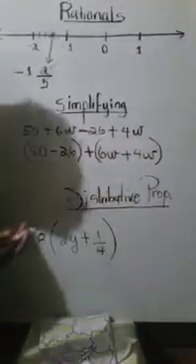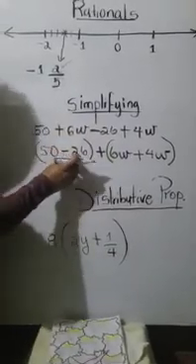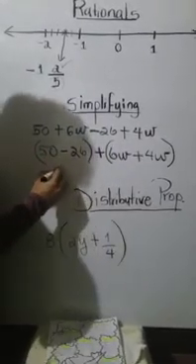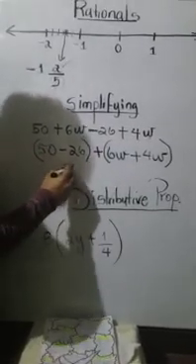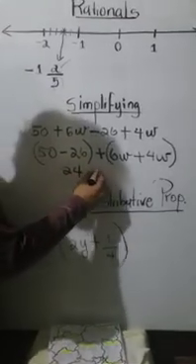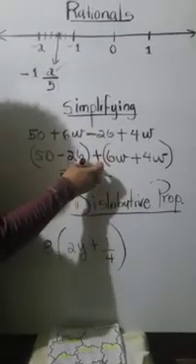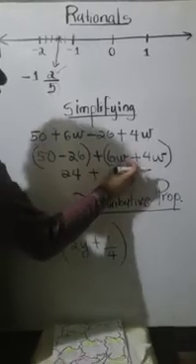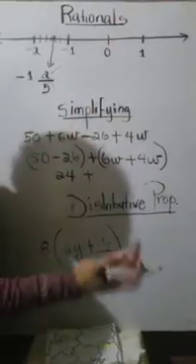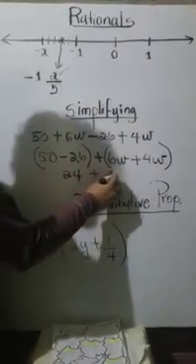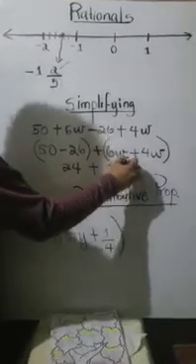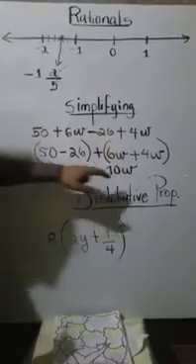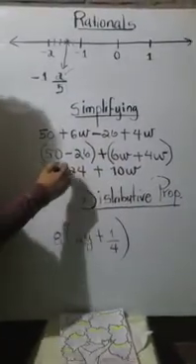Now we have to solve the parentheses. How much is 50 minus 26? It's 24. I copy the same sign here. And how much is 6w plus 4w? That will be 10w. This is the answer. Okay?